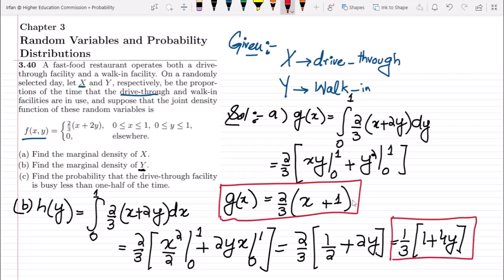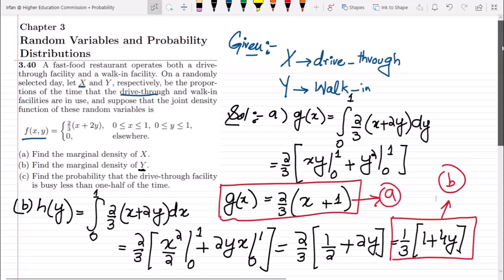So we have found out the marginal densities for x. This is A, and for part B, the marginal density of y. Okay, so now we have found out these marginal densities.